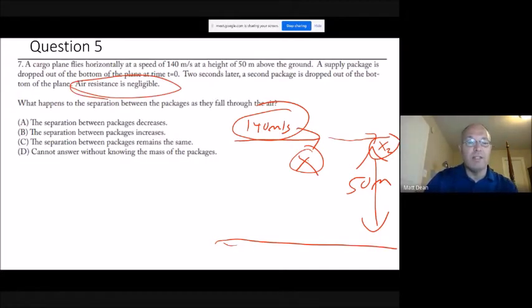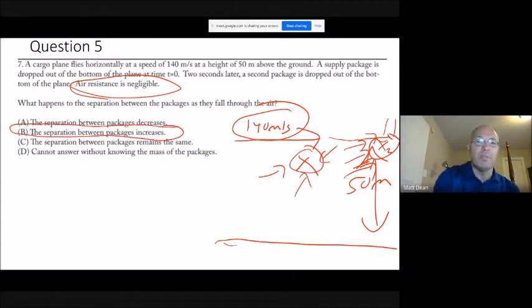Vertically, though, we've got to think about the distances vertically. This box was released first, and it was released 2 seconds before this box. That means it had 2 seconds to accelerate that this box didn't have, which means this box is going faster than this box. And because box 1 is going faster than box 2, over time, the vertical distance between them gets bigger and bigger and bigger. So our answer here is B. The separation between the packages increases, and that's because box 1 was released first. It had more time to accelerate, and therefore it had a higher velocity throughout the whole time interval.